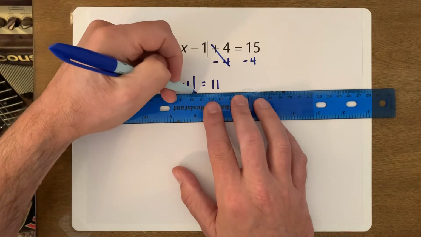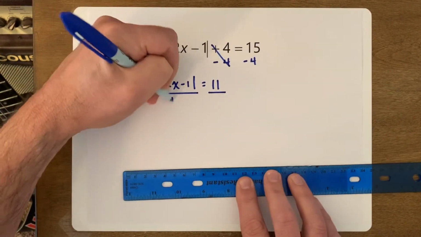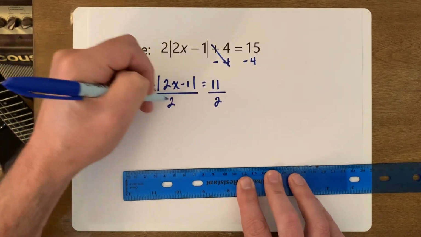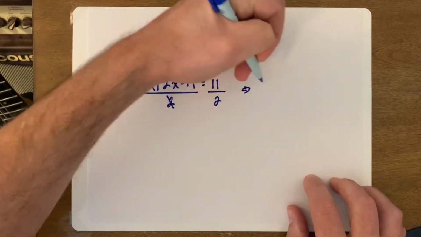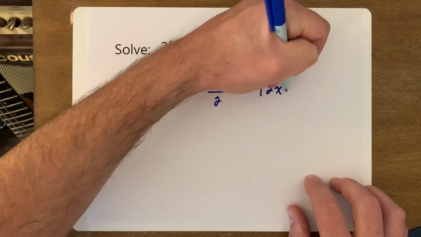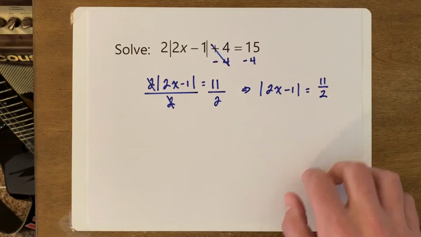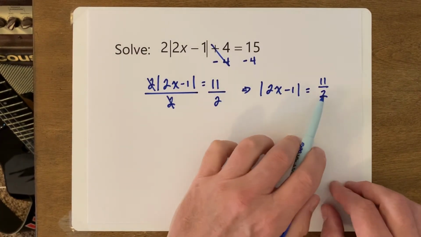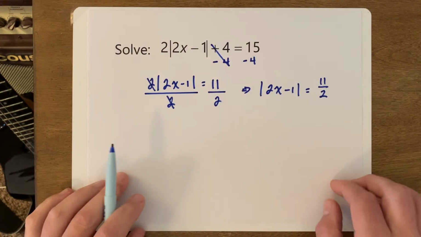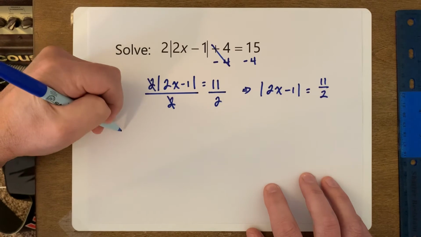And about this time, students will call me over to their desk and say, I did something wrong. I'll say, why? Well, I did something wrong because I got 2x minus 1 equals 11 halves. And I'm like, well, you didn't really do anything wrong. What's going to happen is you're going to get some fractions because this turned out to be a fraction over here. And that's okay. You're going to get fractions. So we're going to stick with the plan.